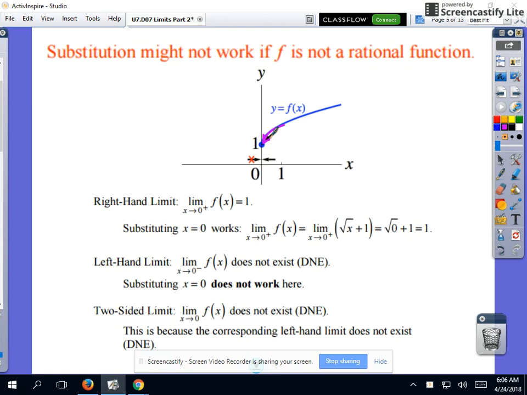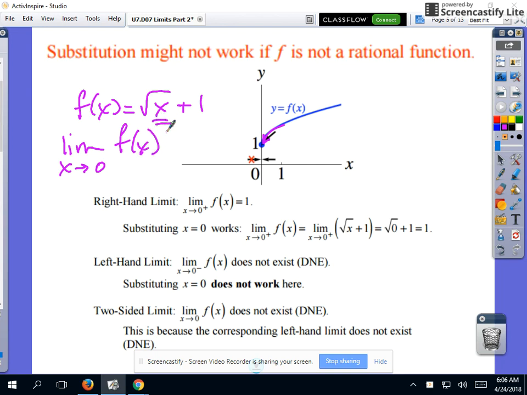You do need to notice, is there a limit that exists on both sides of the value? It's kind of hard to see, but we're actually talking about f of x equaling the square root of x plus 1. And we would say, what's the limit as x approaches 0 of f of x? If you plugged in 0 here, you would get 1. But substitution kind of skips the idea that it's possible for you to have no limit on the left.